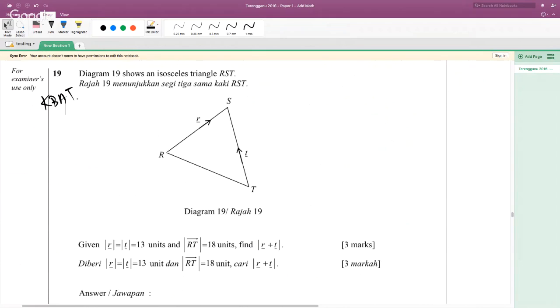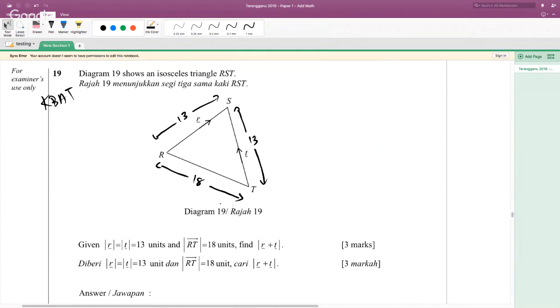Yeah, so over here, the question tells you the magnitude of R is 13 units. That means the length over here is 13 units. And the length for this one is 13 units as well, because the question says so. And the question tells you the magnitude of RT is 18 units. That means the length of here will be 18.